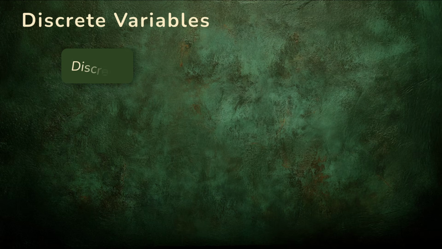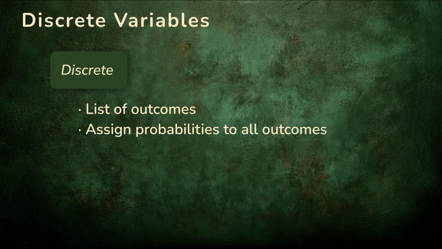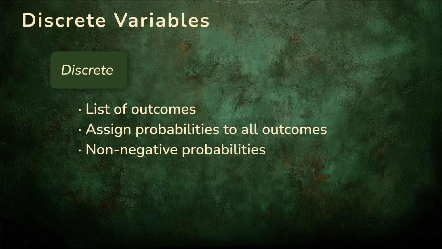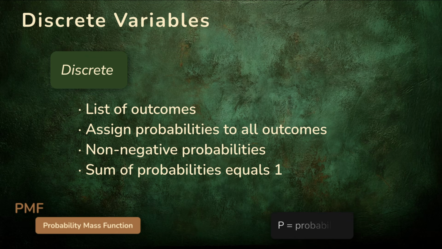There are two classes of random variables, discrete and continuous. For a discrete random variable, you have an explicit list of outcomes, and you can assign a probability to each outcome. Probabilities cannot be negative, and the sum of the probabilities is 1. The function that gives you the probability of each outcome is called a probability mass function, and it's traditional to use the letter p for this function.